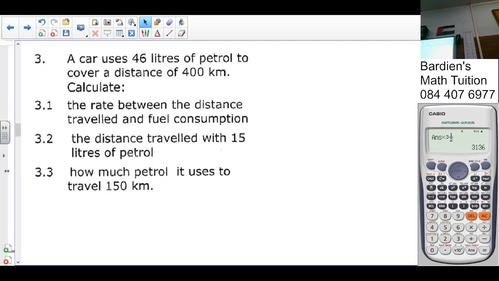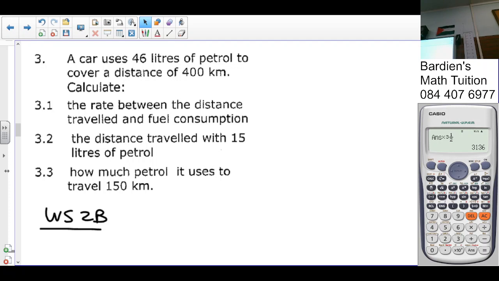This is worksheet 2B. A car uses 46 liters of petrol to cover a distance of 400 kilometers. Calculate the rate between the distance traveled and the fuel consumption.